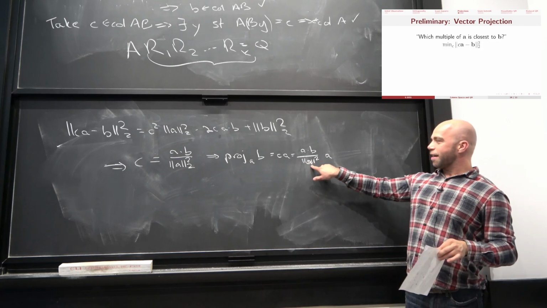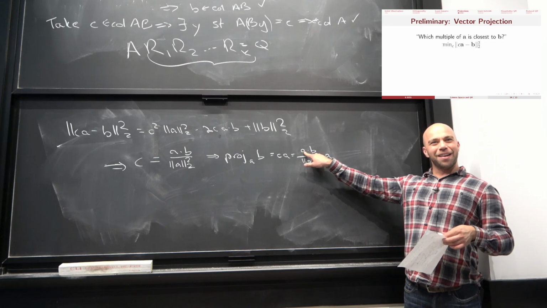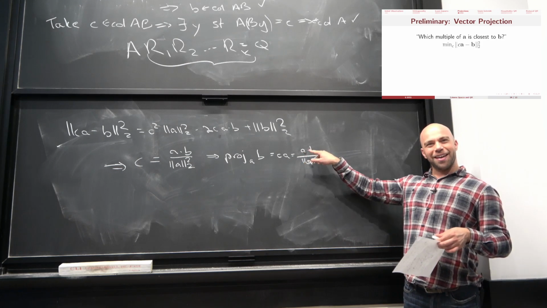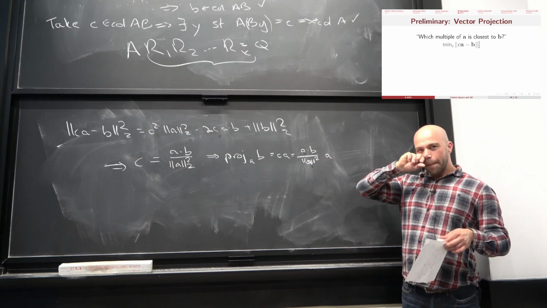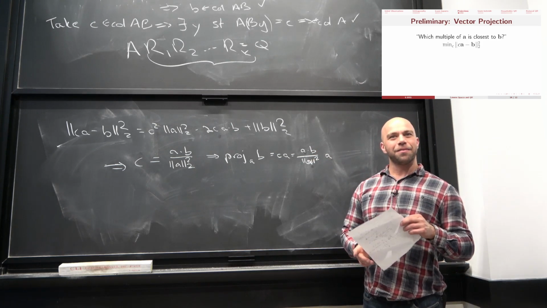Notice, by the way, if I took this A squared and distributed it, so there's an A here and an A there, then what is this doing? It's like normalizing A and then taking the dot product. There's a lot of different ways to interpret this expression.